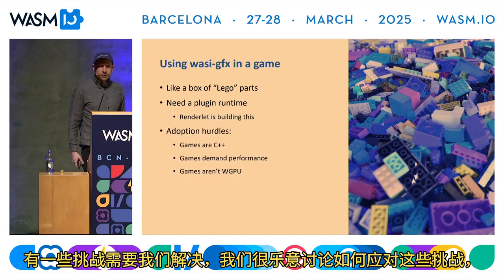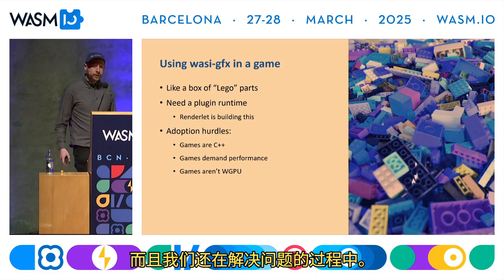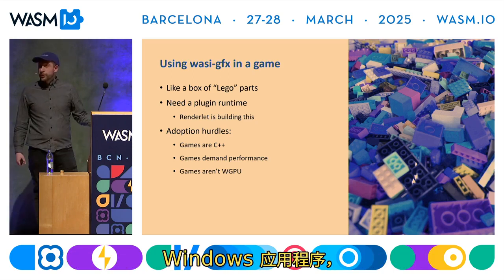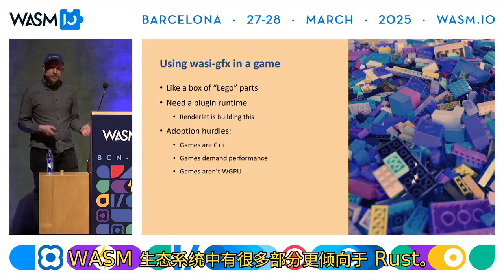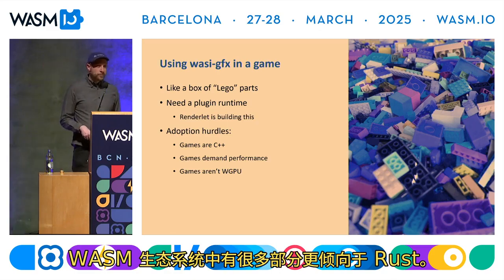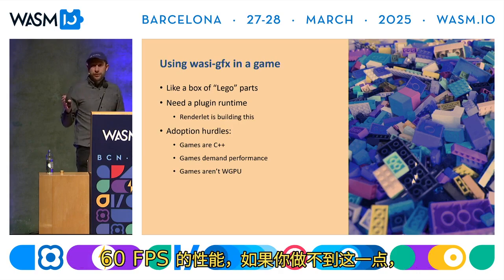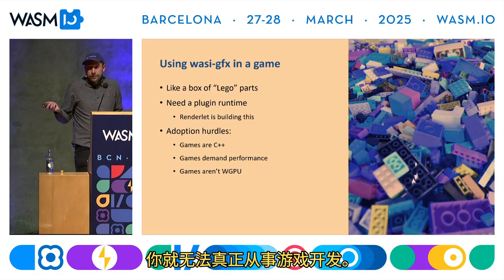There are some challenges to make this work that we'd love to talk through how we solve them, and we're still in the process of solving. For example, most games are written in C++. Most of them are Windows apps. A lot of the Wasm ecosystem is a little bit more Rust-centric. Being able to map against different GPU APIs, even being able to get you that real-time 60 FPS performance. If you can't do that, you can't really work in a game.